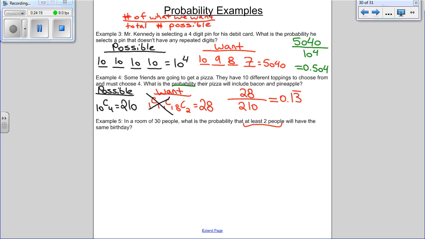We want to use a special word. It's called the complement. So the complement of at least 2 people having the same birthday would be that nobody has the same birthday. Correct? So the opposite of this would be nobody has the same birthday.